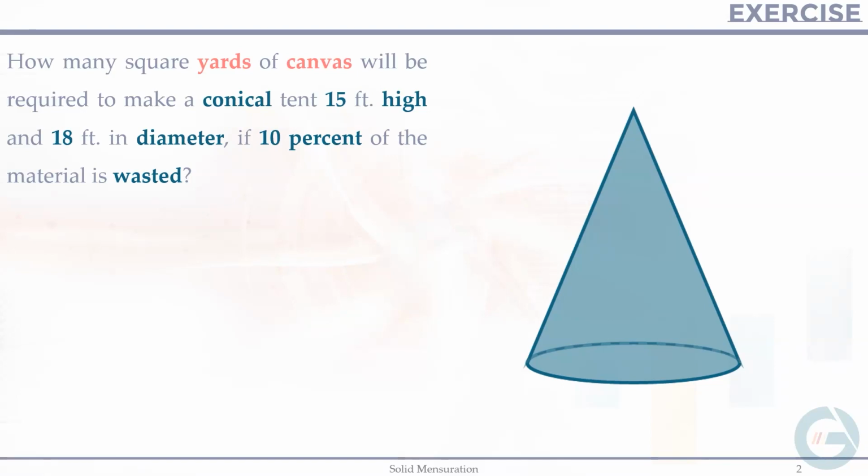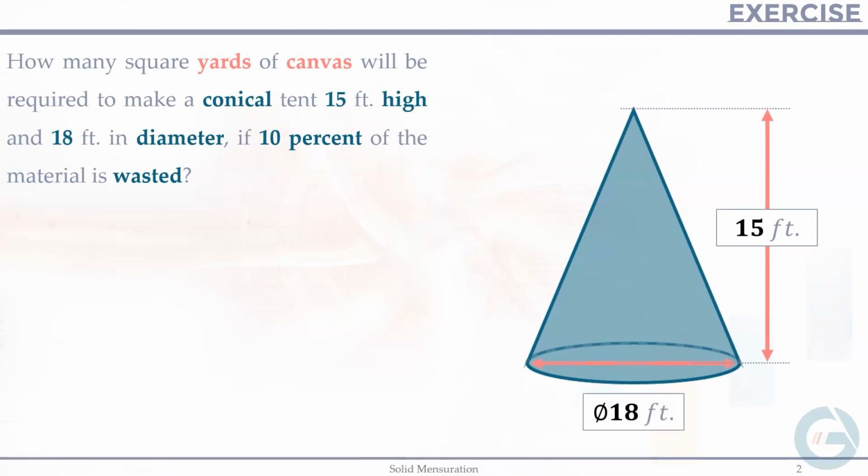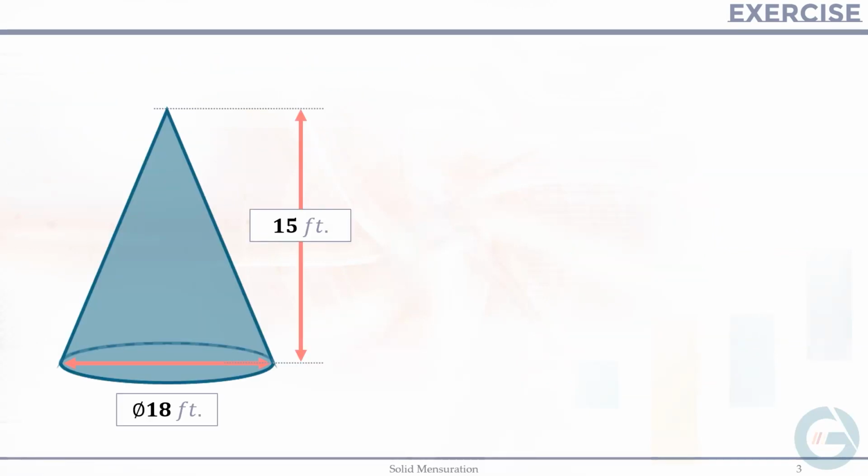So this is the visual representation of the problem. We have a conical tent which is 15 feet in height and 18 feet in diameter. So first we need to calculate the lateral surface area of this tent. To calculate the lateral surface area, we actually need the length of this slant height. So to calculate this slant height, we need to draw a right triangle.